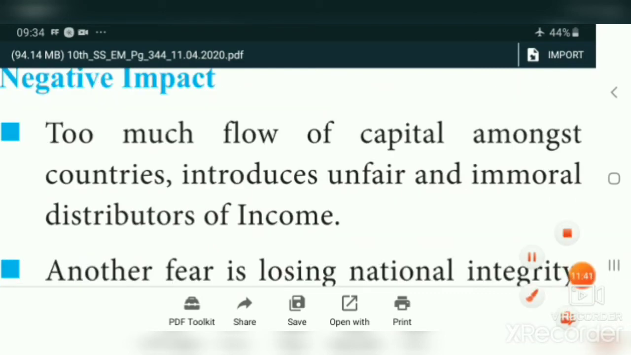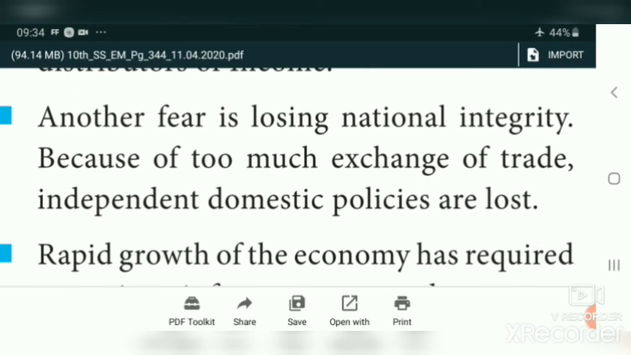Now we will see the negative impact. Too much flow of capital amongst countries introduces unfair trading practices and immoral distribution of income. Another fear is losing our national integrity. We are losing our national integrity because of too much exchange of trade. Independent domestic policies are lost because we are following foreign countries' principles. So automatically it makes our local national policies disappear.